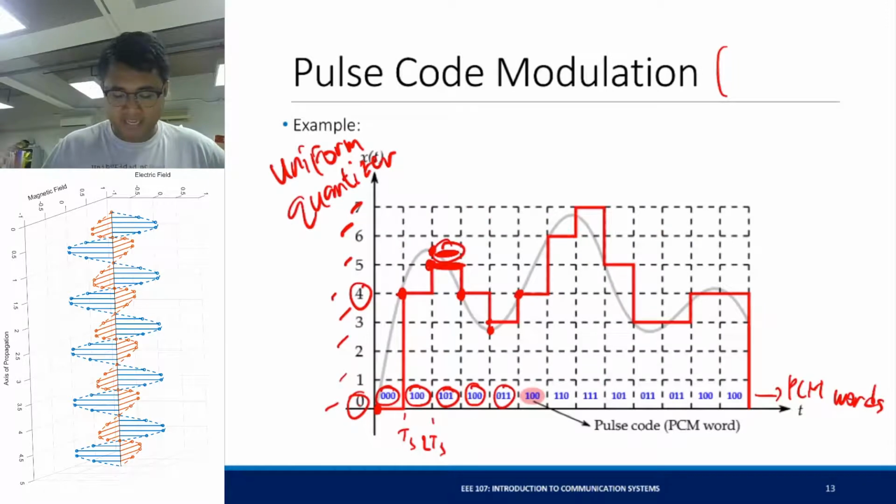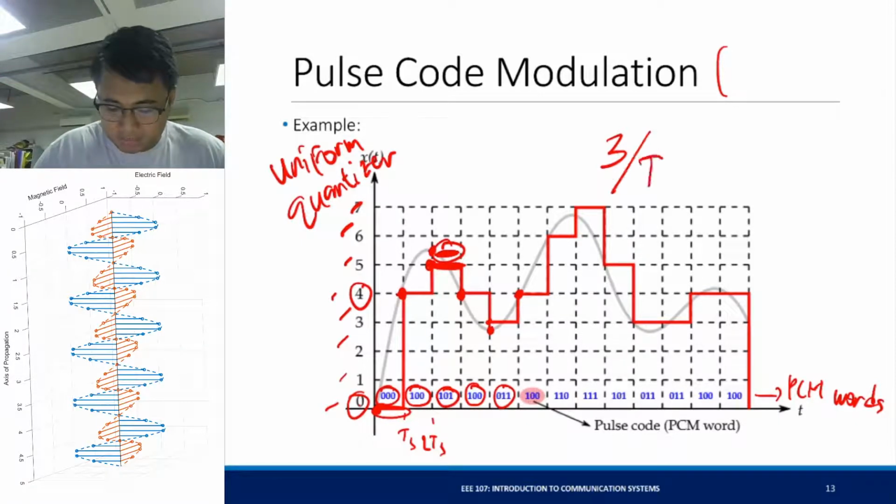If we go back here, for every t sub s seconds, you transmit 3 bits. Right? You use 3 bits to represent the data, and you transmit it every t sub s seconds. Right? So for every t sub s, you transmit 3 bits. So that's 3 bits per t sub s seconds, right? And that will be your bit rate.